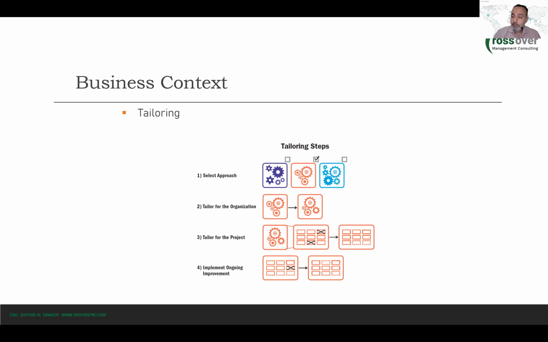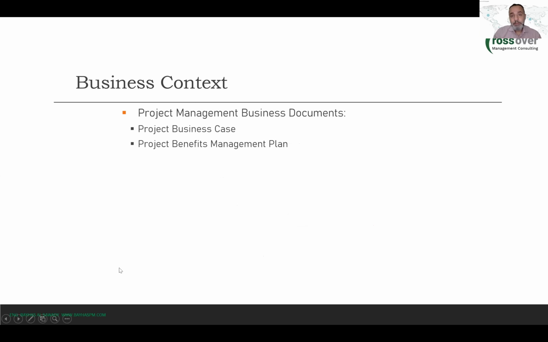Okay, does that make sense to you? So this is about tailoring, okay? And tailoring is very important. You don't use the same management approach for any project that you manage. No, each project you manage will have a different, tailored approach. We might have, again, some general guidelines, but you need to tailor those according to your project needs, okay? So this is what we wanted to explain about tailoring.